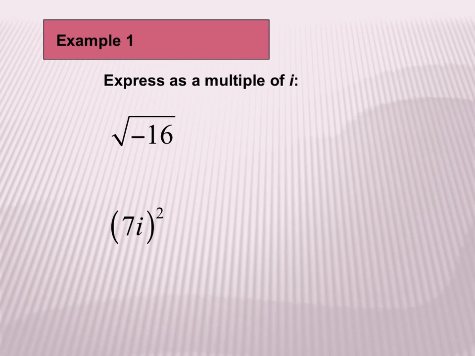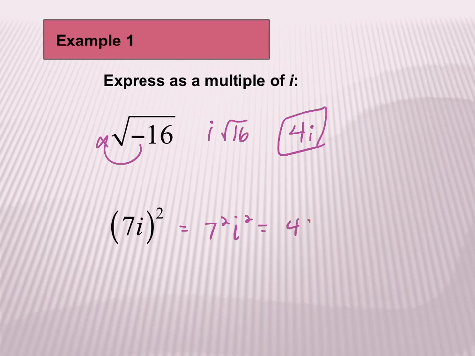Okay, so the first example just says to express as a multiple of i. The very first thing you do when you see a negative underneath the square root, you want to take it out. So by taking it out, I'm making it i square root 16, then simplify it. So square root 16 is what? 4, and the i comes last, so that's just 4i. If I had 7i squared, this is the same thing as saying 7 squared and then i squared. 7 squared is 49. i squared is what? -1, so this is -49.